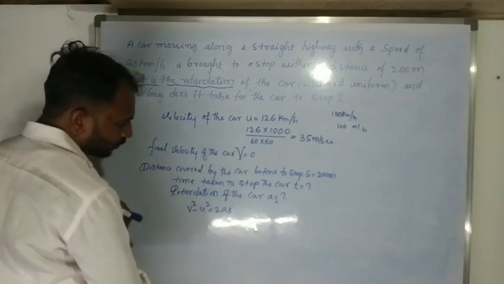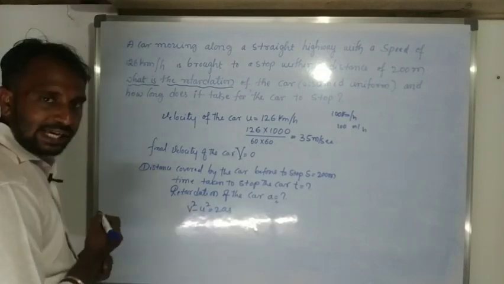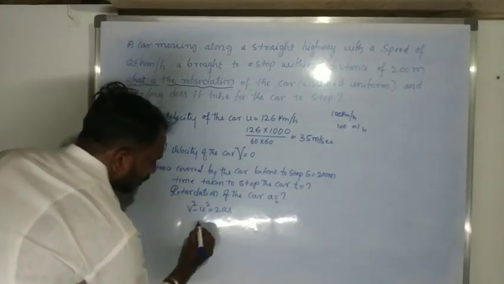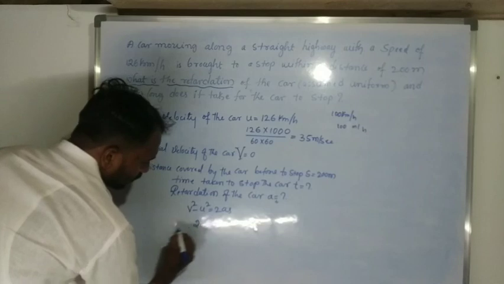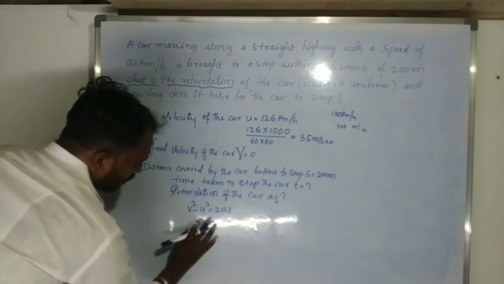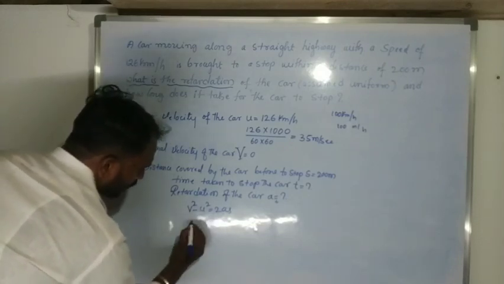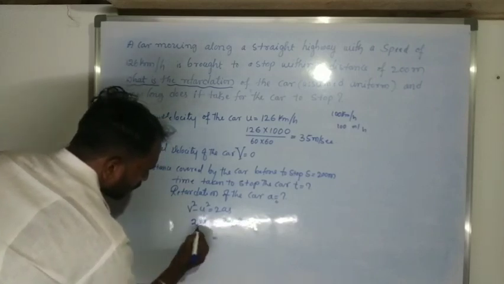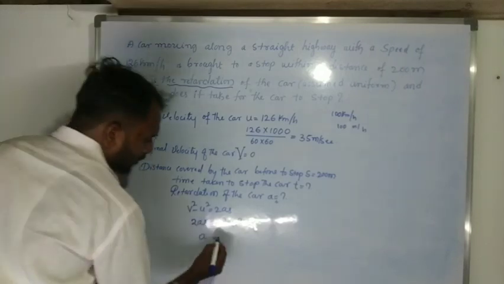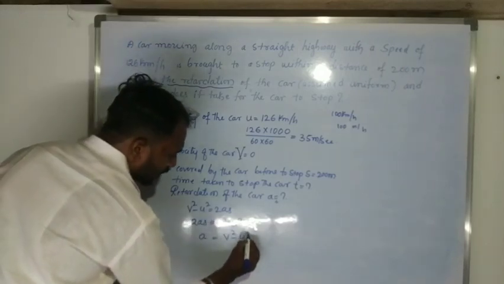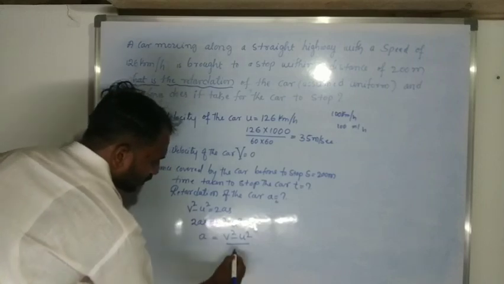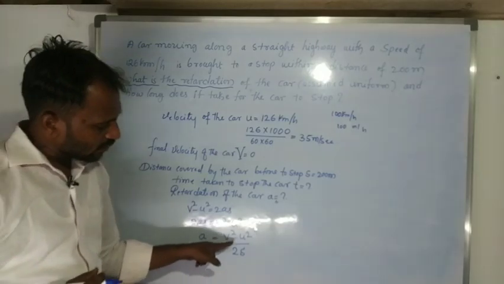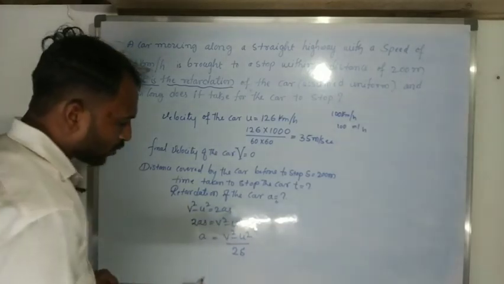Okay, so here we want to calculate acceleration. So 2as is equal to v square minus u square. We want to calculate acceleration, so a is equal to v square minus u square divided by 2s.